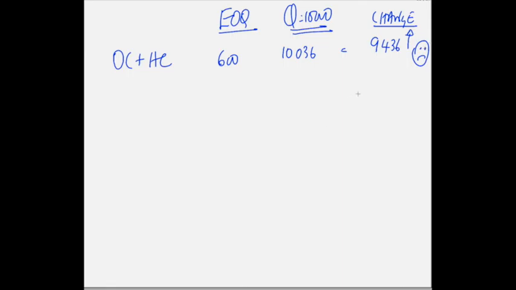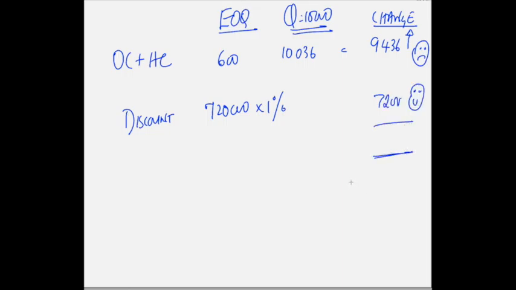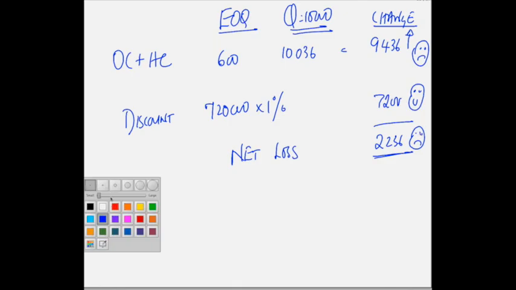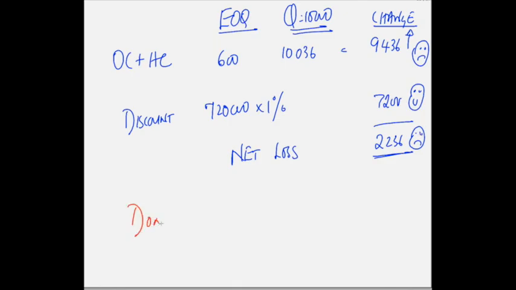But we have to compare this with the discount that we receive. So how much discount are we going to receive? On 720,000, we'll get 1% discount, isn't it? That is 7,200. The benefit is not overriding the cost. So how much is the net loss of accepting the supplier's offer? 2,236 is a disadvantage. Your conclusion is don't accept the supplier's offer for discount.